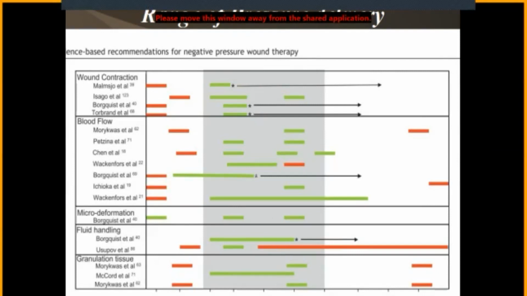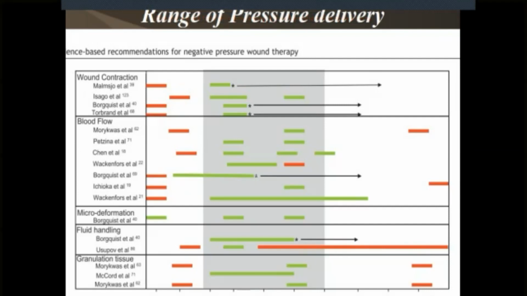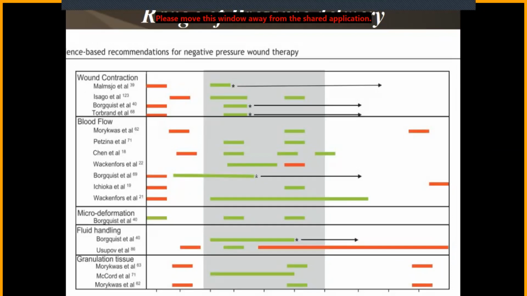And when there is more pressure, beyond 125, more fluid comes in the form of exudate, and its handling is difficult. And formation of granulation is optimal at -50 to 125. If we increase the pressure to more than 200, then there is a detrimental effect on the granulation tissue. And near -25, there is very poor formation of granulation tissue.